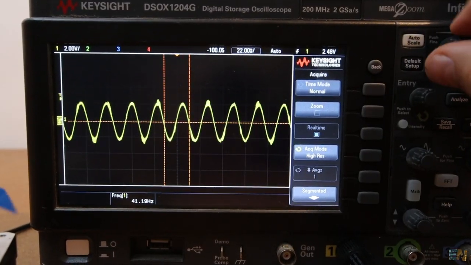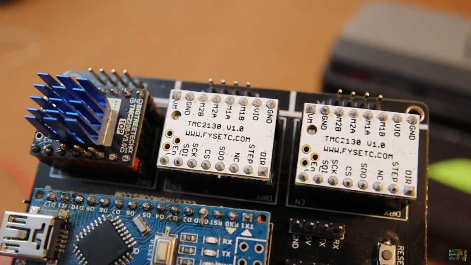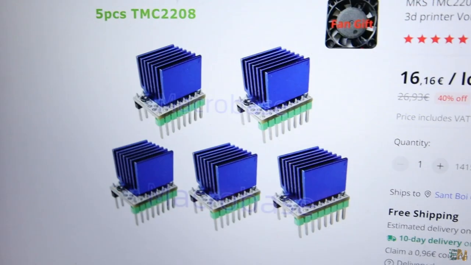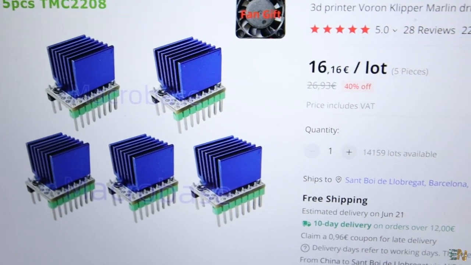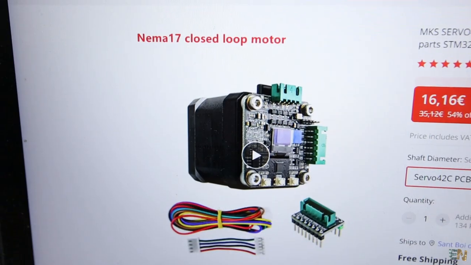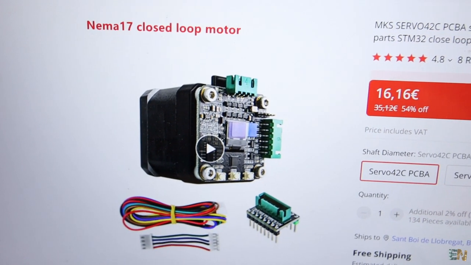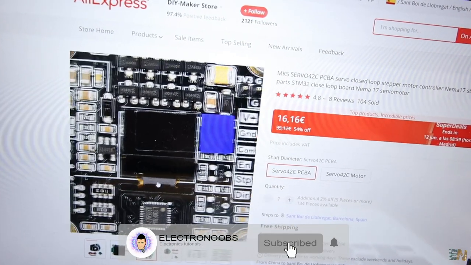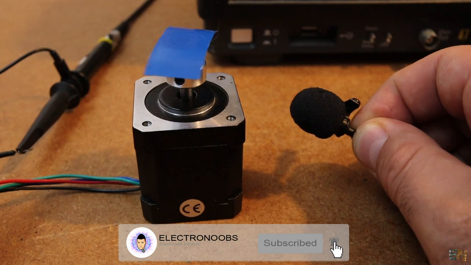I don't actually have a genuine driver from Trinamic, and I bought all of my drivers from AliExpress, and they cost only a few dollars. For example, a pack of 5 drivers is around $16. And some stepper motors already have these stepper drivers installed on their body, so it will occupy less space, and they even have an OLED screen, or even an encoder sensor.